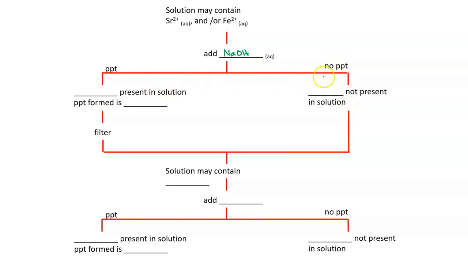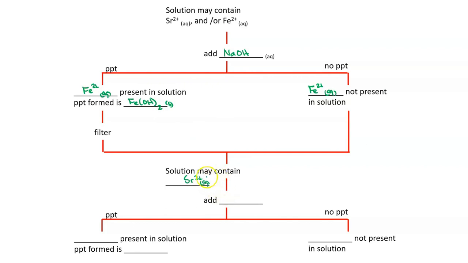We can have a precipitate form or no precipitate. We've already said if no precipitate forms, since this is a test for my iron 2 ions, I can say that there's no iron 2 ions present in the solution. And again, that's the only thing I can say. It tells me nothing about the possibility of strontium being there. This only tells me about the iron 2. And if a precipitate does form, then I can say that my iron 2 ions are present, and my precipitate that forms would be my iron 2 hydroxide.